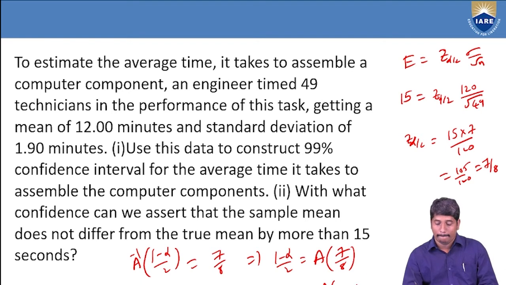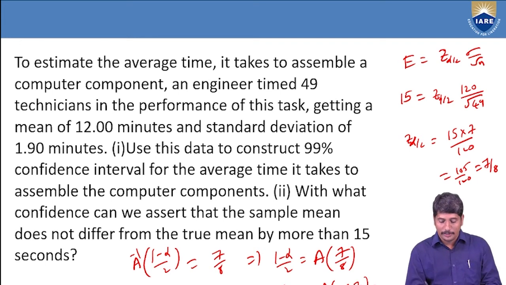0.87. So by using the normal tables, we get this value, that means 1 minus alpha by 2, as around 45%. And hence we get 1 minus alpha as around 90% or 88%.